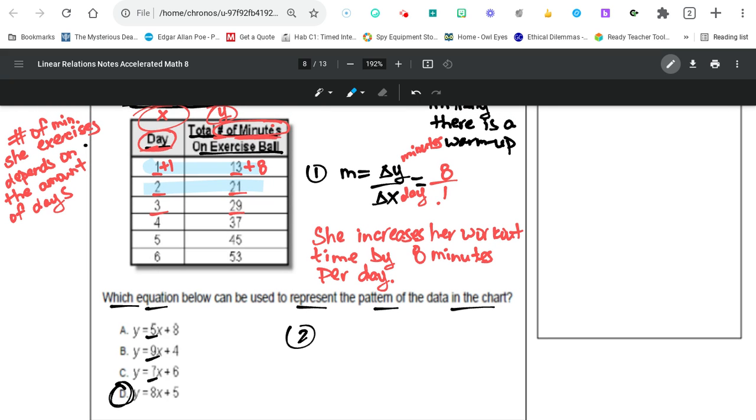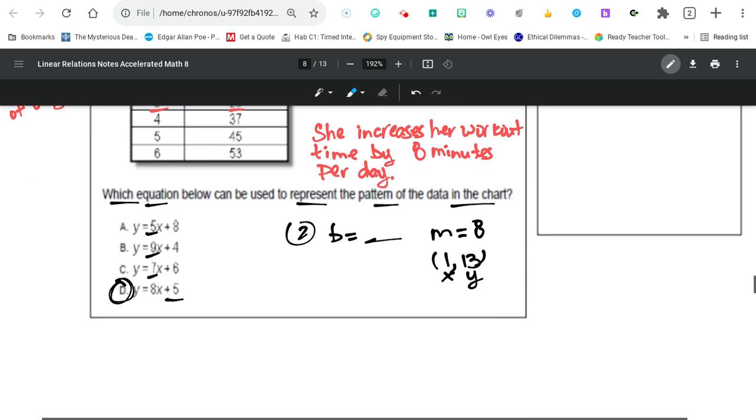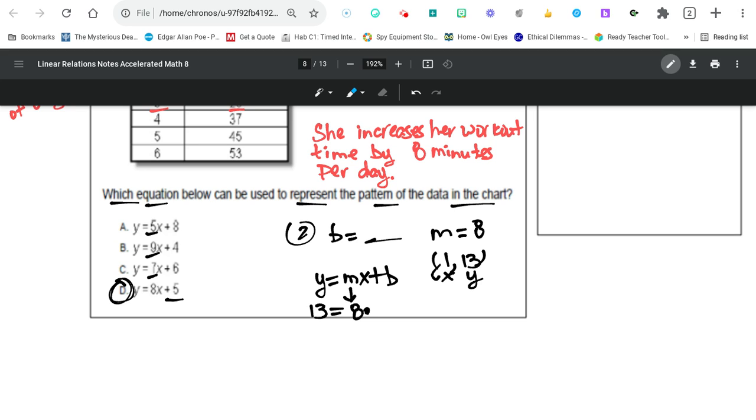All right, so to get B, which we can tell by this equation is 5. But to get it, all you have to do is use your slope of 8 and pick a point. I'm going to pick the point (1, 13). I'm going to use that. So that's an X and that's a Y. And I'm going to plug into the equation y equals mx plus b. I'm going to change y to 13, m to 8, x to 1, and solve for b.